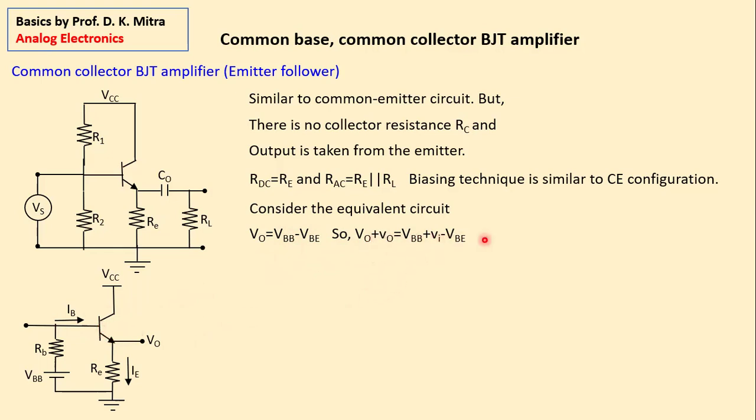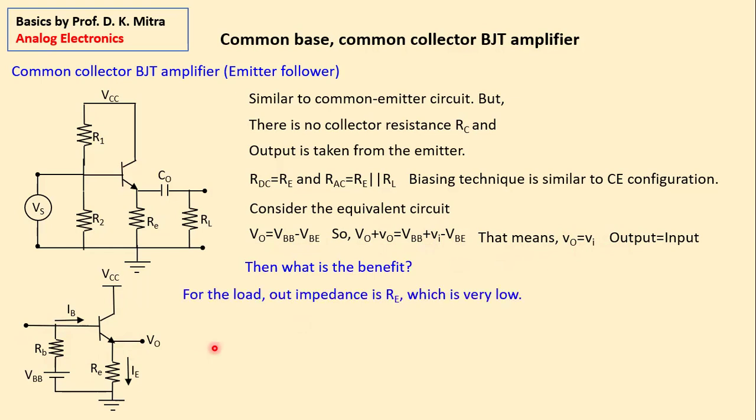So from here, if you compare this equation and this equation, what you find? AC vo is exactly equal to AC vi. That means output is exactly equal to input. Right? Then where is the amplifier? Then what is the benefit of this? Some special benefit for the load, or this load.